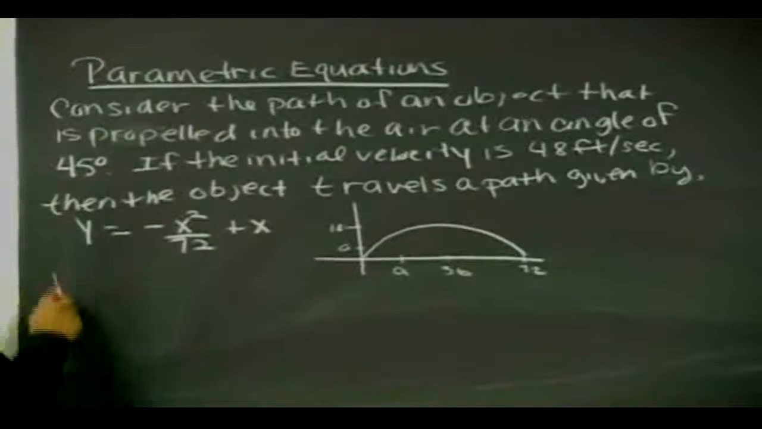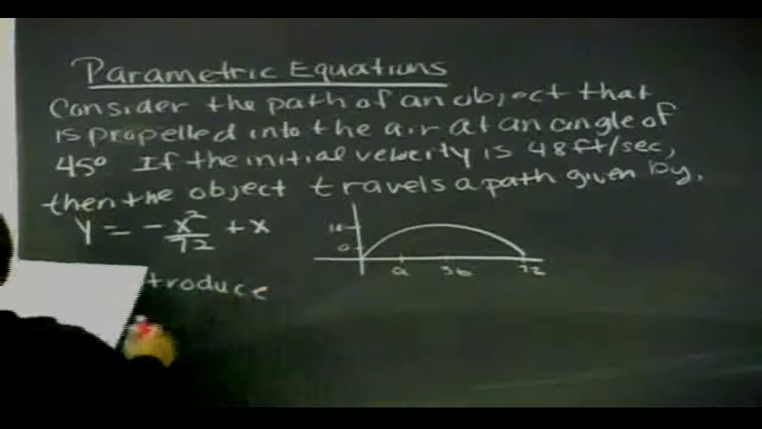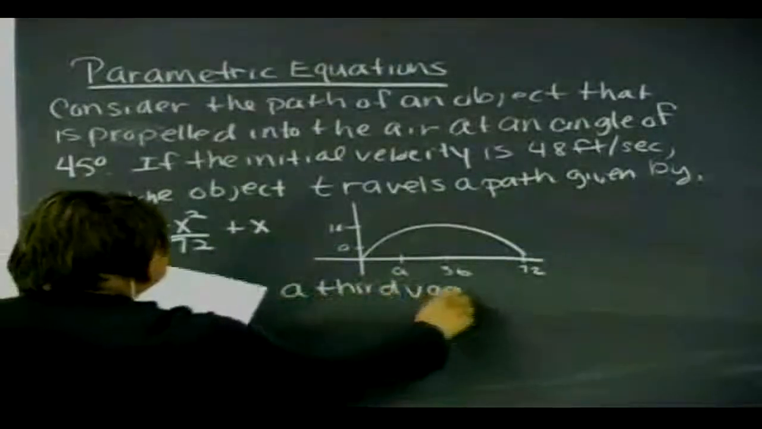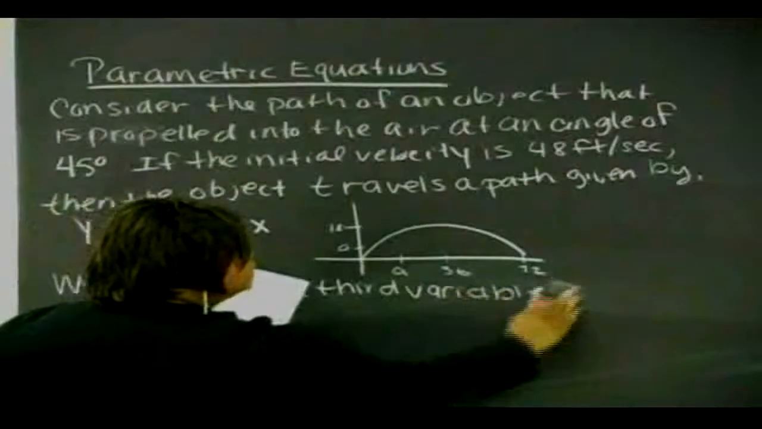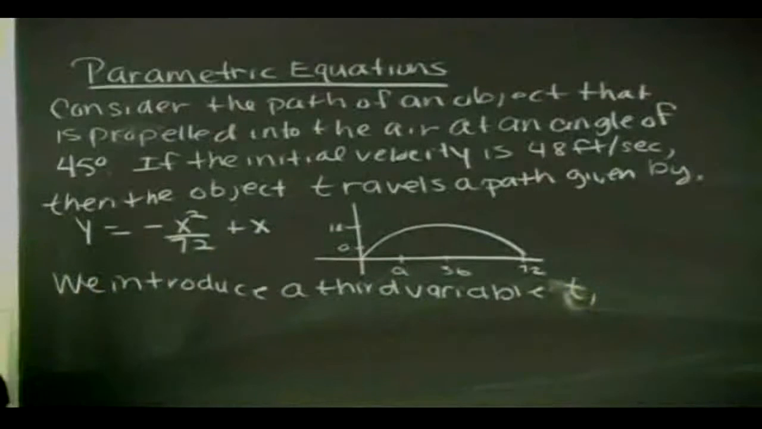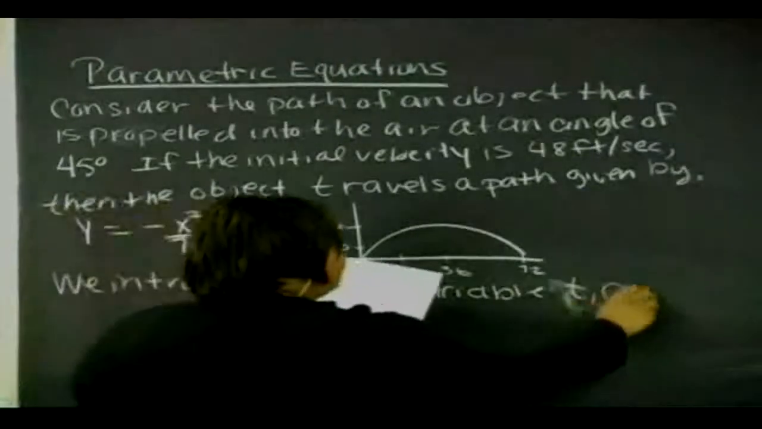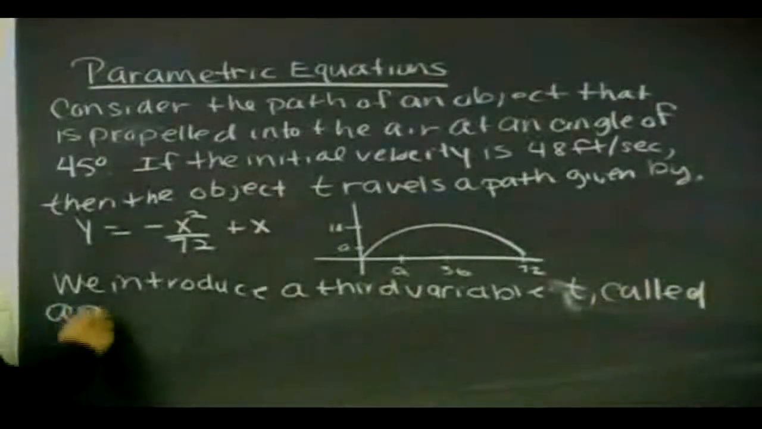So, we introduce a third variable, t, and this is going to be for time, and we'll see that it doesn't necessarily have to be time, because in some of our problems we will bring in a third variable, theta, okay? But we introduce a third variable to this situation, t, and it represents time, and it is called the parameter, or called a parameter.